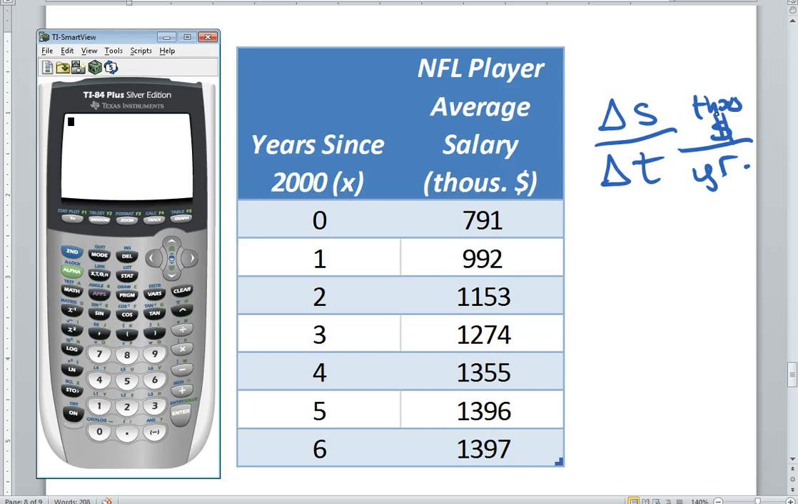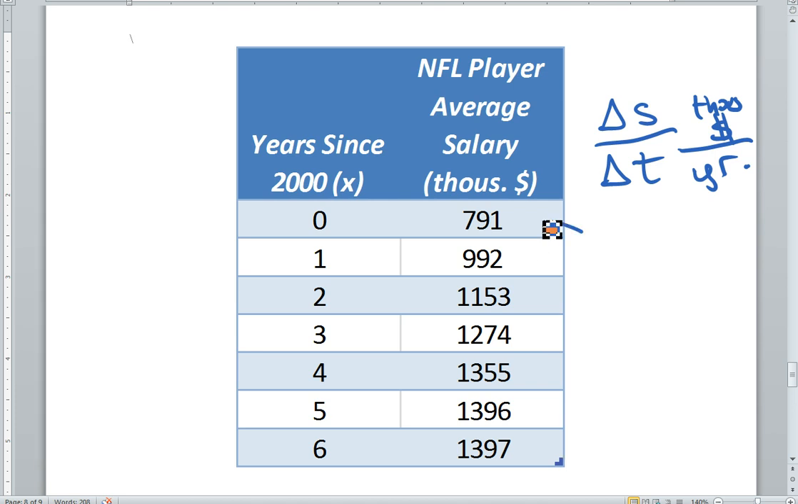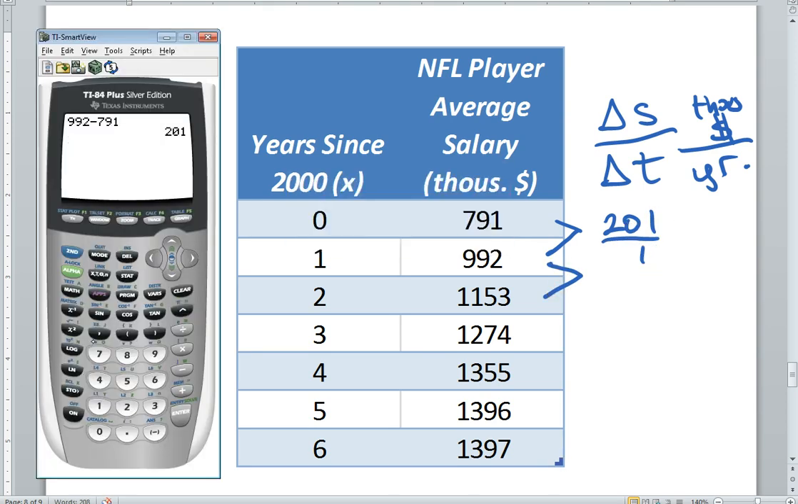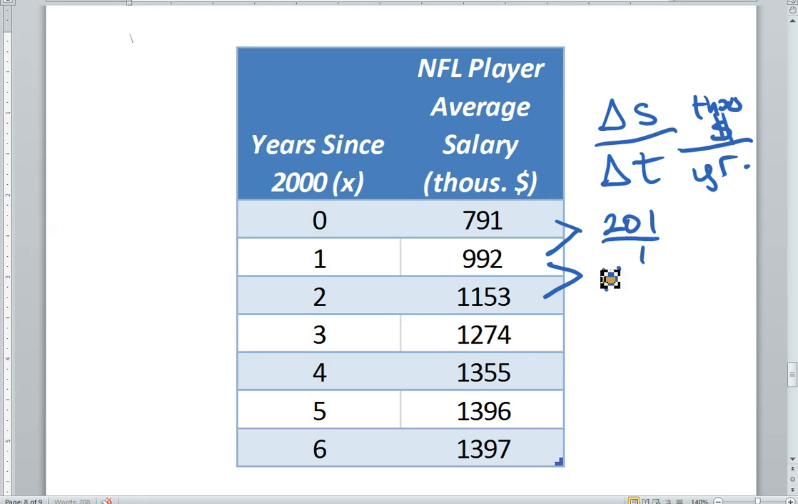So I know that from 2000 to 2001, the average salary went up, and it went up to 992 minus 791. That tells me that I have an increase in salaries of about $201,000 per 1 year. That's a pretty nice sized increase, right? From 2001 to 2002, I have an increase from 992 to 1153. And so that represents an increase of only 161.